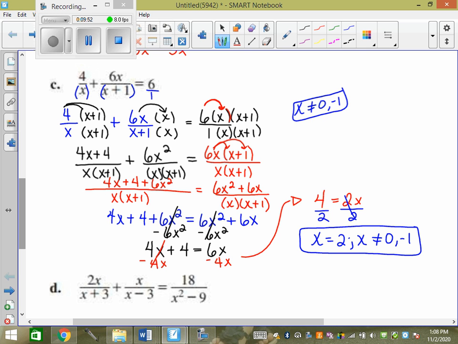I'm okay because 0 and negative 1 are NPVs, and my answer isn't them. Now I could go 4 over x plus 6x over x plus 1 in brackets in my y1, or alpha y equals, enter, and put in the fraction, which is better.